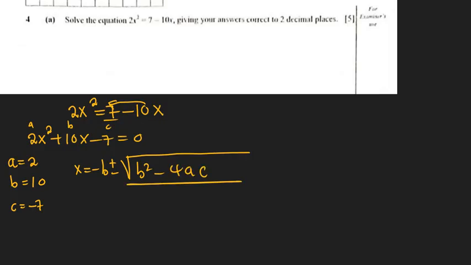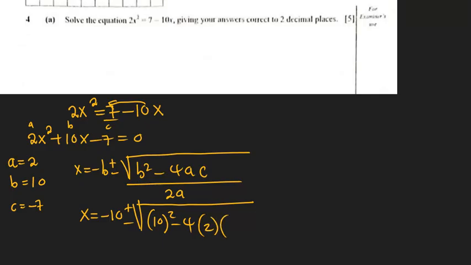Then x is equal to minus b plus or minus, this is the formula we use, the square root of b to the power 2 minus 4ac, over 2a. Then negative b is negative 10 plus or minus. Then you put your B here, A is 2, C is negative 7, all over 2 times A, which is 2.